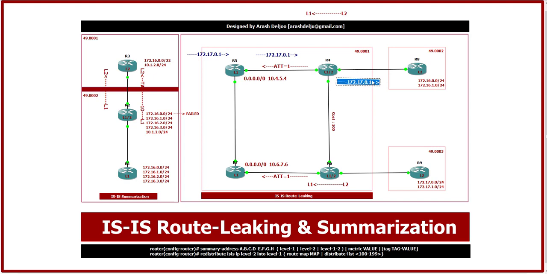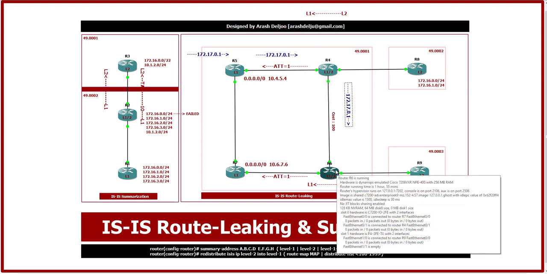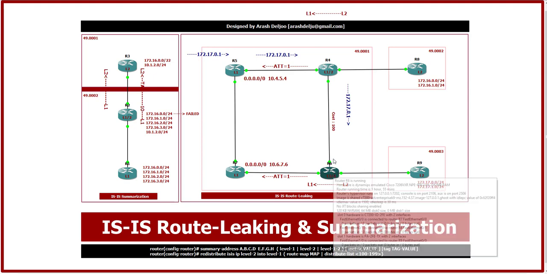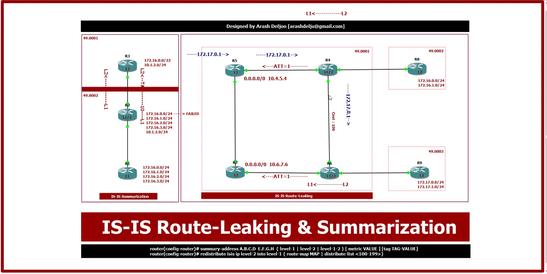Why? You know that between router 4 and router 6, we have level 1-2 neighborship here. Both router 4 and router 6 are members of the level 1 area, and also they are residing in the level 2 database also. Why? Because R4 and R6 are level 1-2 routers. Here we have two types of neighborship, L1 neighborship and also L2 neighborship.